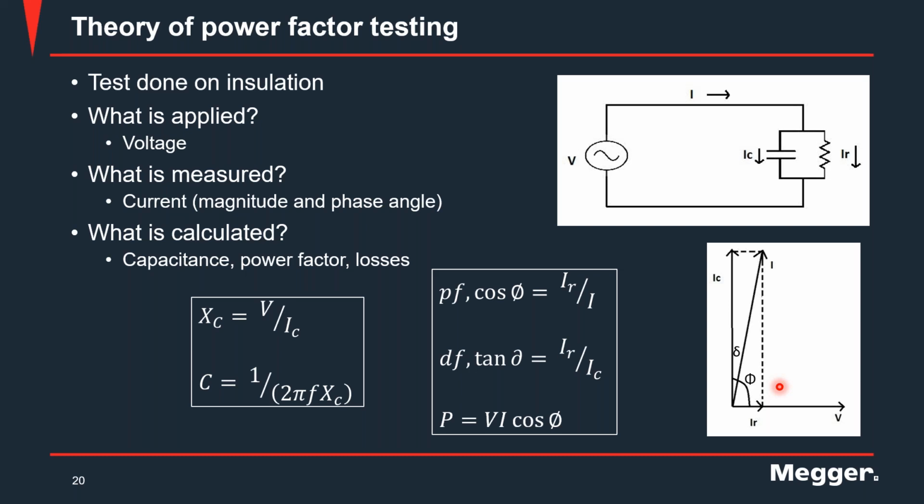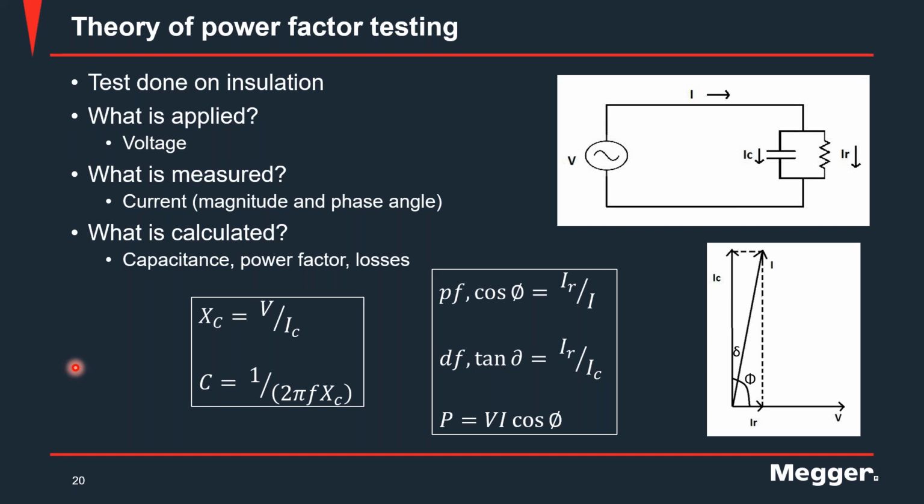Instead of just showing a capacitor, we can say that it has a parallel resistive arm, and the current that flows through the resistive arm depends on the extent of contamination in the oil. So we have a voltage which we apply, we have a current which we measure, and from these two parameters, we calculate the capacitance, the power factor, and the losses using the formulas that are shown here.